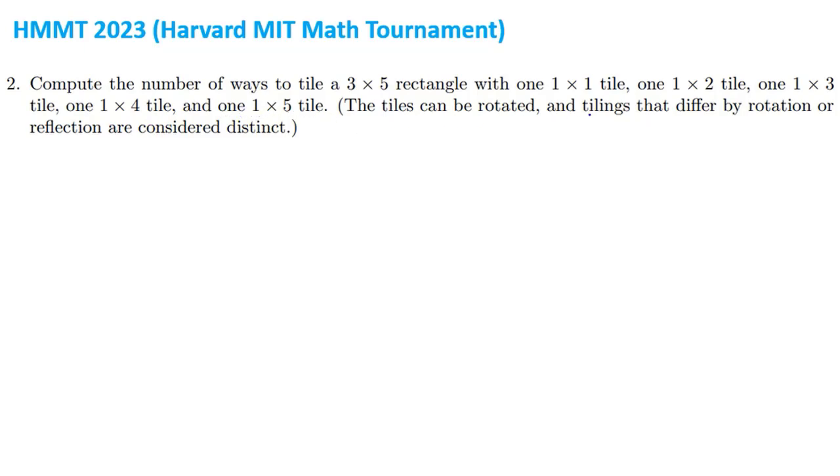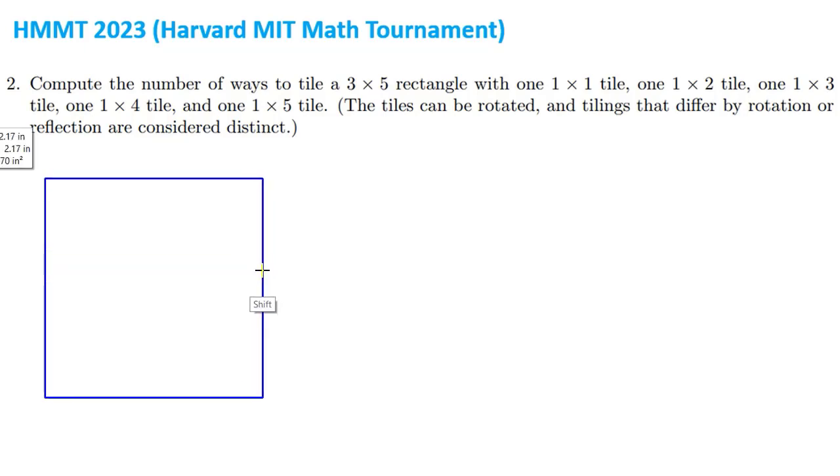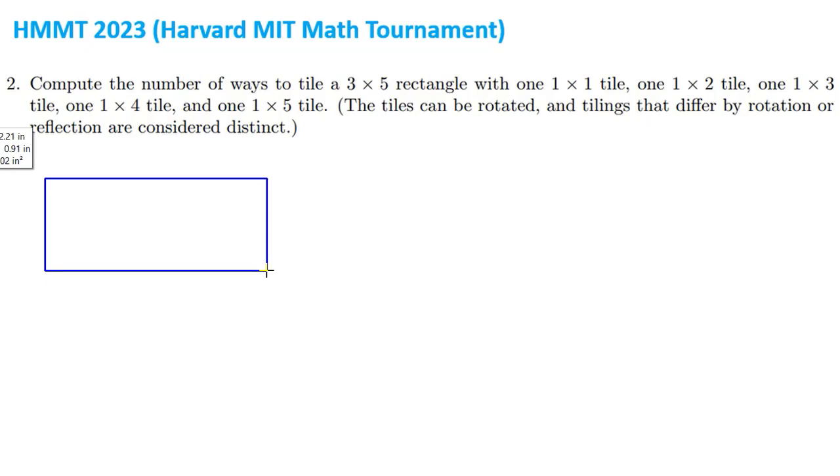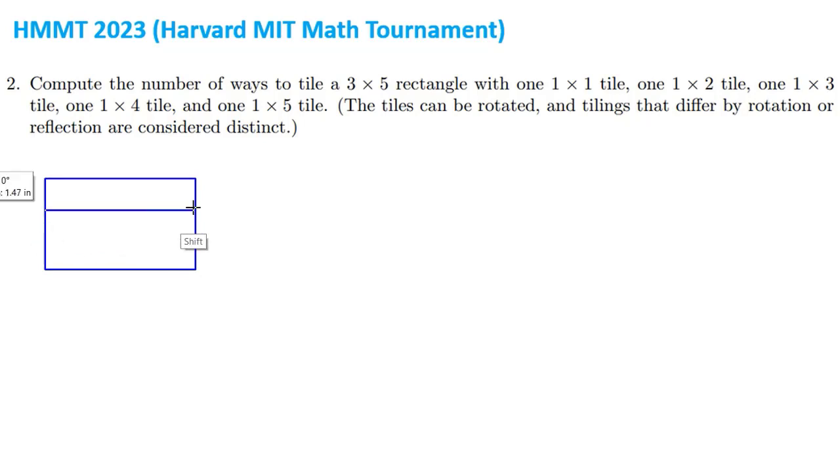The tiles can be rotated, and tilings that differ by rotation or reflection are considered distinct. So let's draw first a 3 by 5. Let's consider, for example, 3 by 5. So this one 90 and 150. I think it's okay. 90. Okay. Now next one, for example, something like this.